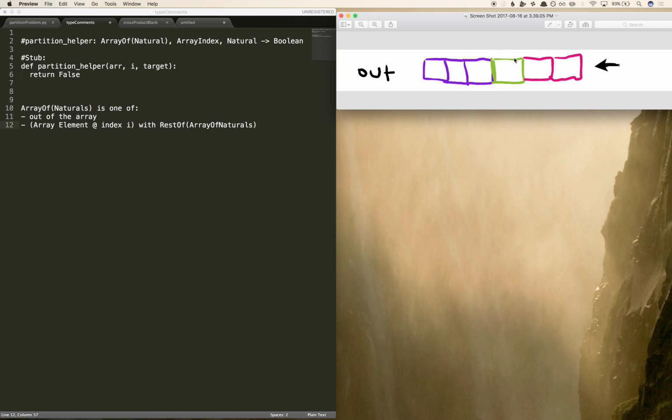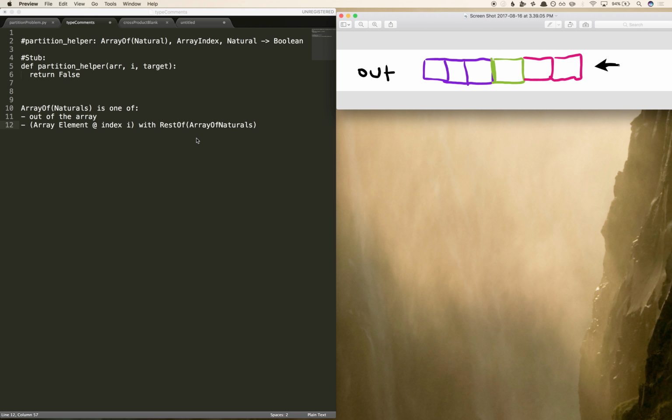So everything in the purple box. Essentially, we've already processed these two red boxes, and now we're processing this green box, and we have these purple boxes left. Now, the purple boxes plus the green box is also an array. So even though we've gotten rid of these two things, we're still an array. That's why we still have the rest of the array of naturals. I hope that makes sense. So at a high level, we're in two kinds of states with the array.